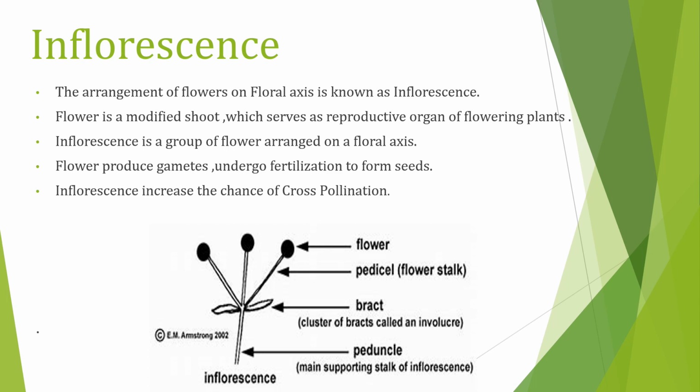of cross pollination. In the figure you can see the main supporting stalk of the inflorescence, that is the peduncle. From here you can see flower stalks, three flower stalks are there, and above that there are three flowers. They are on a single peduncle. This is the inflorescence.